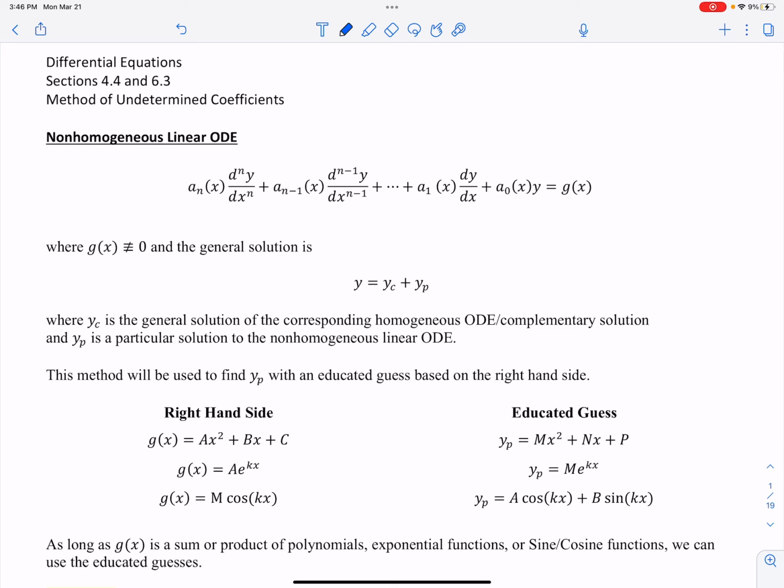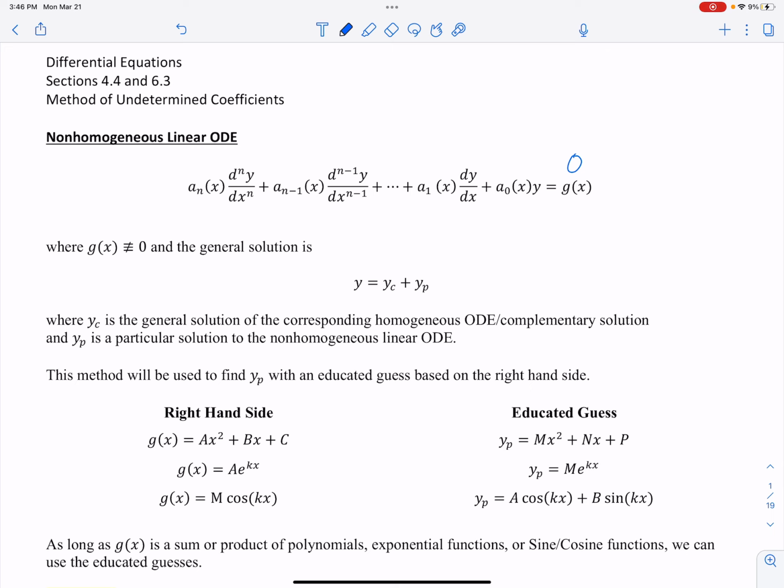In this video, we are going to go over sections 4.4 and 6.3. This is the method of undetermined coefficients. To start off, we are building our way up. Know that before this, we did homogeneous linear ODEs. That's when this side was 0. But we're going to focus on non-homogeneous and only some special cases in this video.